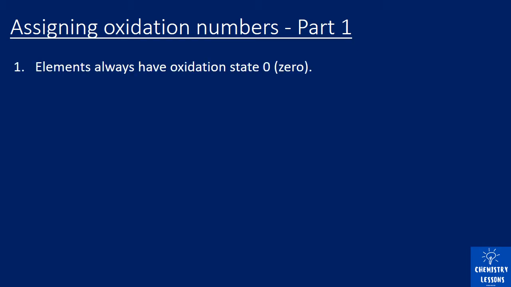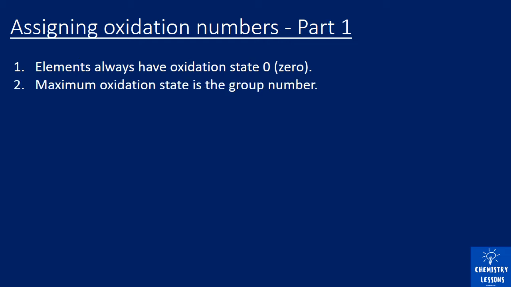So elements always have the oxidation state 0, because if it's an element, it hasn't gained or lost any electrons. That makes sense. Okay, so an oxidation state 0 means it hasn't gained or lost any electrons. The maximum oxidation state that something can have is its group number. That also makes sense. You're not going to lose more electrons than you have in your outer shell.